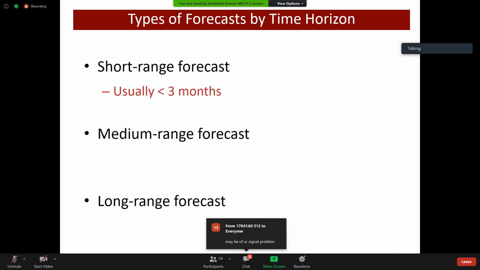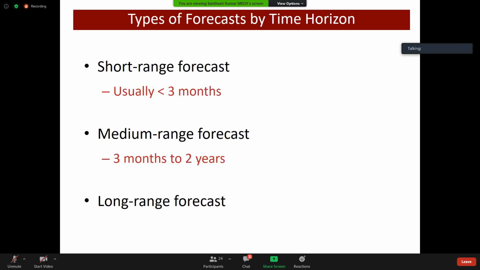Okay, next. And if you consider weather forecasting for a period of about 48 hours, that is also short range. Okay. So one more example for medium range forecast, more than 3 months and less than 2 years. Any other student?